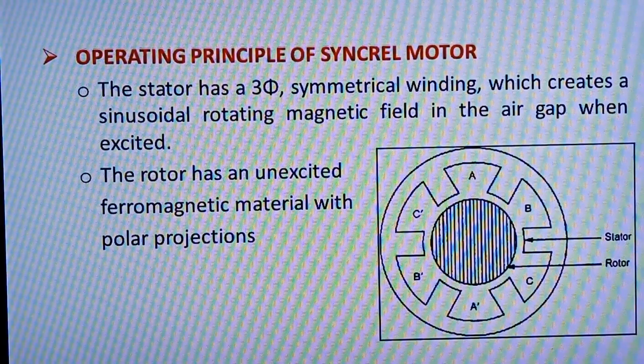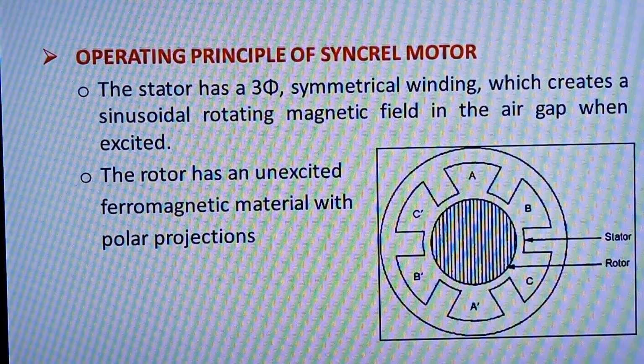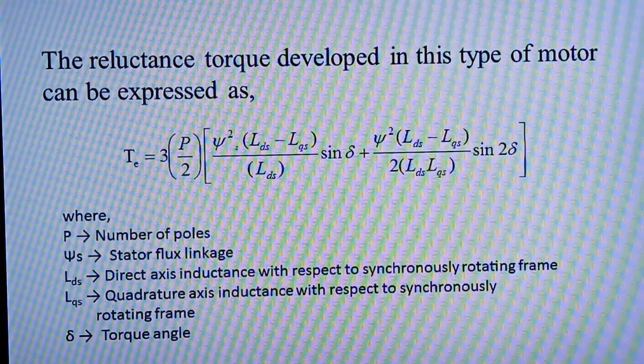Then operating principle of synchronous reluctance motor. First we should provide a three-phase symmetrical winding in this synchronous reluctance motor, which is to be excited. Already I told that the rotor has no windings, so we can use a salient pole rotor as well as a cylindrical rotor. Here a cylindrical type rotor is shown in this figure, but the most preferable one is the salient pole rotor.